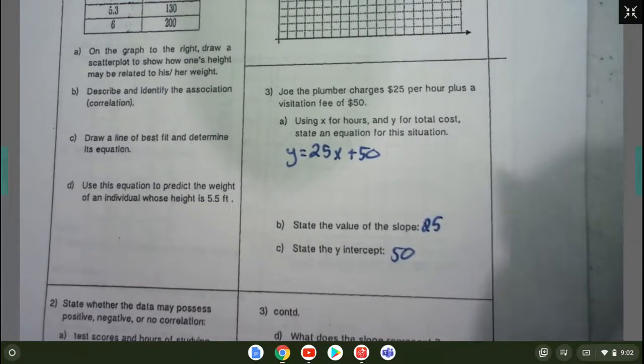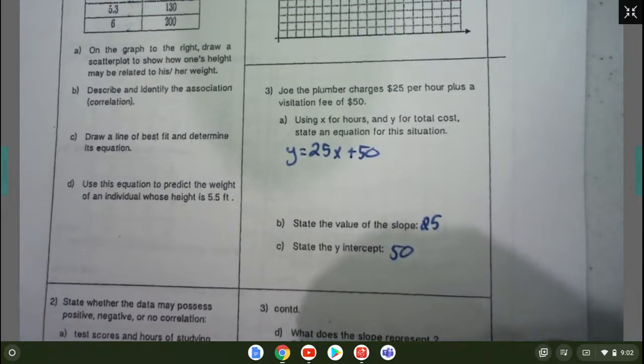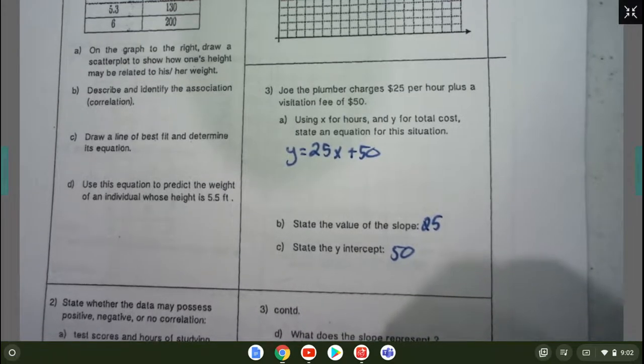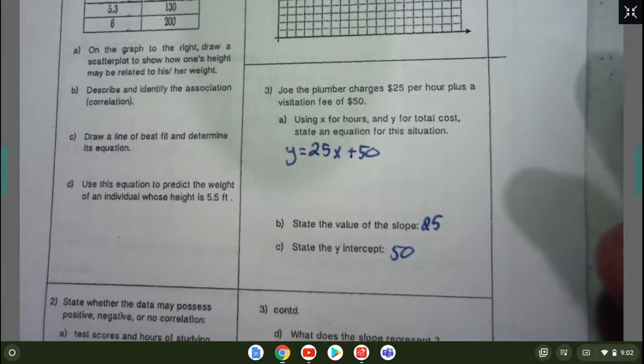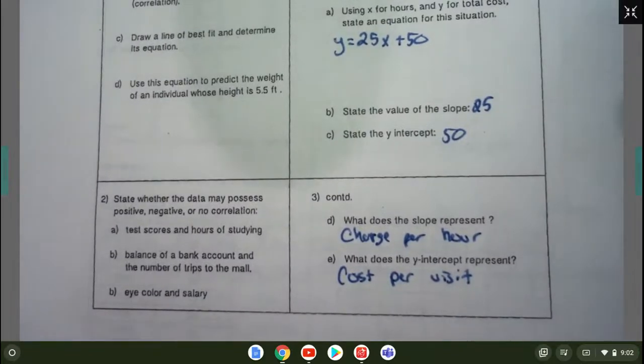All right. What does the slope represent? It's the charge per hour. What does the y-intercept represent? It's the cost per visit, right? That's like how much it costs just to have the guy come out to your house. So that's number 3. I guess we're going out of order a little bit here. There's number 2 down here.